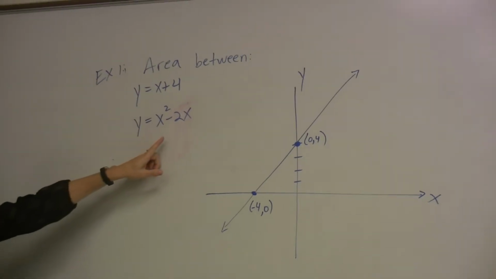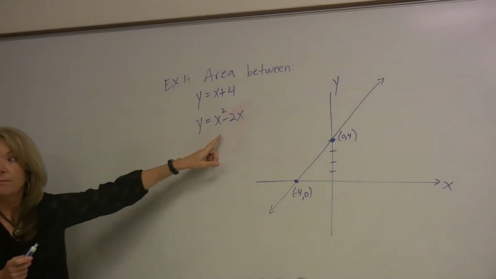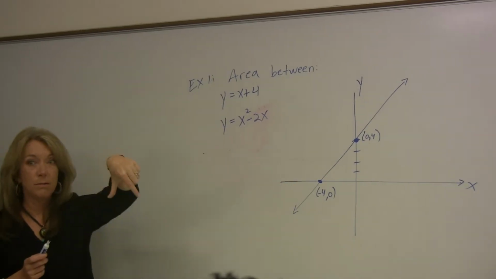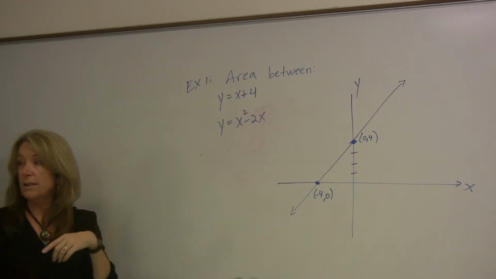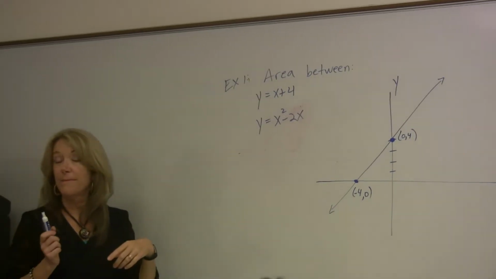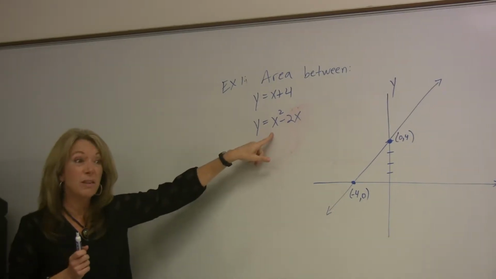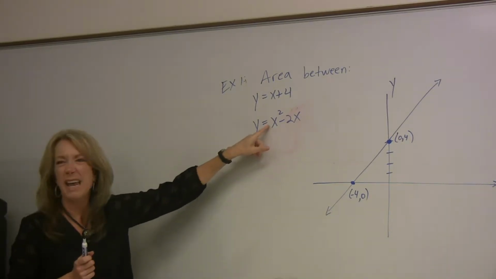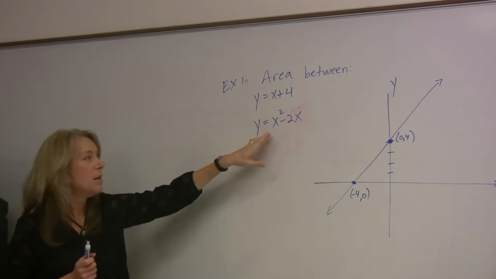Does it open up or down? It's up. Why? How do you know it's up? Because x is positive. Right, because this coefficient is positive, that tells you it opens up. If it had been a negative out front, it would have opened down. So I know it opens up.